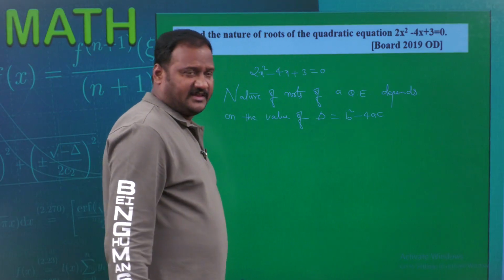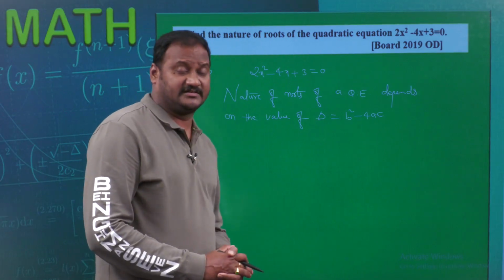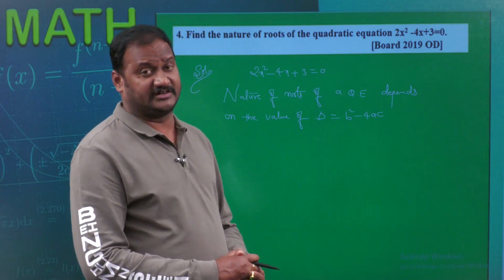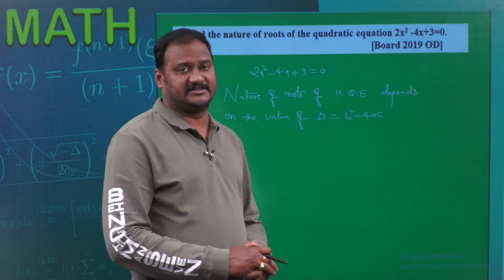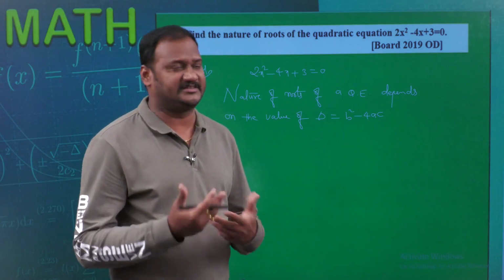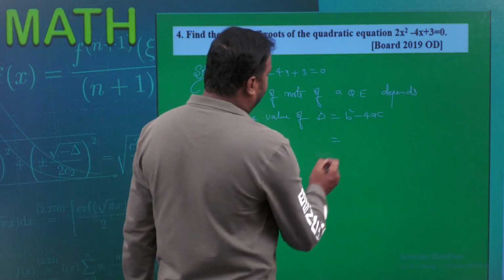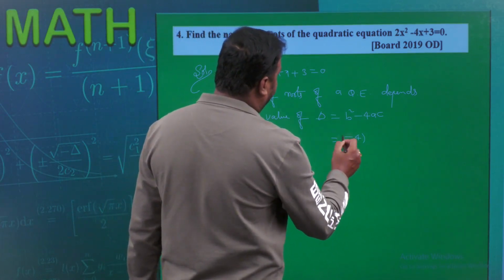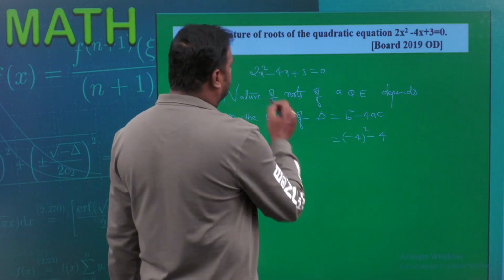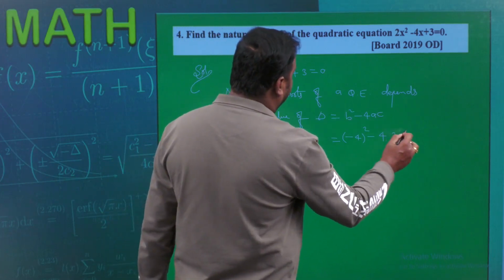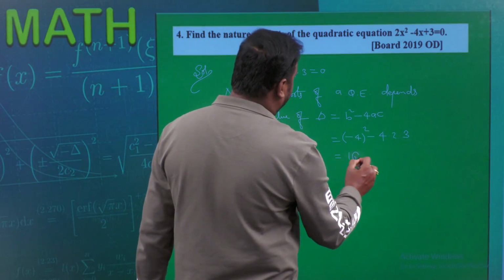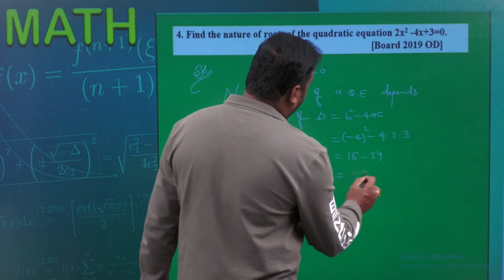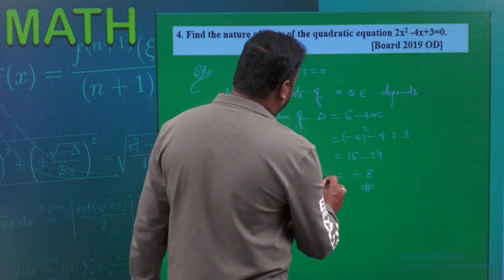Just now we discussed, if delta is greater than 0, then the roots are real and unequal, or real and distinct. If delta is equal to 0, then the roots are real and equal. If delta is less than 0, then the roots are non-real, it means imaginary. So find out the value of b square minus 4ac here. b is equal to minus 4, so minus 4 whole square, minus 4 times a, which is 2, and c, which is 3. Minus 4 whole square equals 16, minus 4 2s are 8, 8 3s are 24. So what is 16 minus 24? Minus 8 is the value of delta.